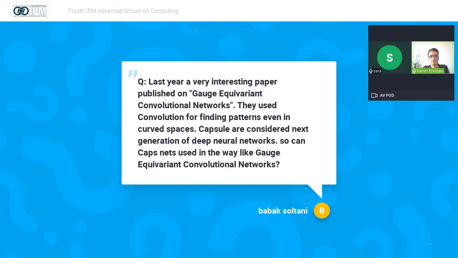I don't see why not. So they should be able to adapt it for capsule networks, and there have been several group equivariant convolutional networks, not exactly gauge equivariant. So there's nothing inherently wrong with doing that. So you can adapt that for capsule networks as well.